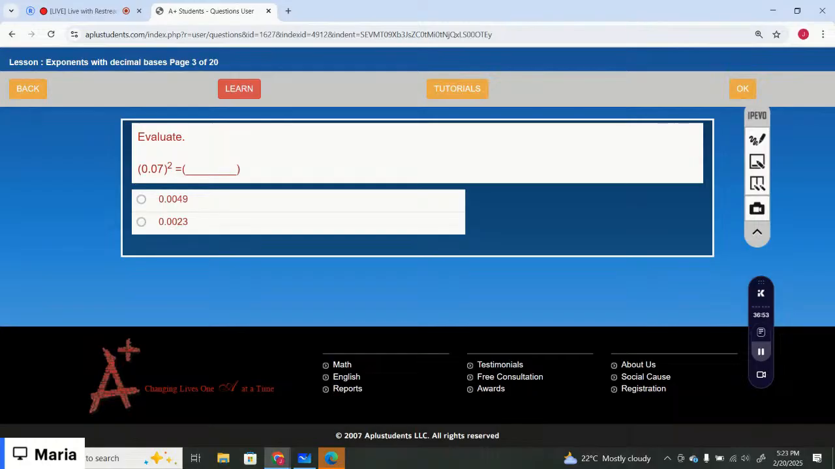0.07 square. That is 0.0049. Option number 1 is the correct option.